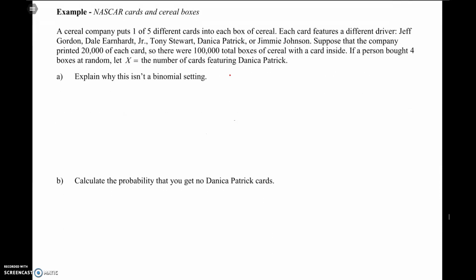NASCAR cards and cereal boxes. A cereal company puts 1 of 5 cards into a cereal box. Each card features a different driver. We've got all these different drivers, 5 of them, it looks like. 1, 2, 3, 4, 5. Suppose the company printed 20,000 of each card, so there were 100,000 total. If a person bought 4 boxes at random, let X equal the number of cards featuring Danica Patrick.